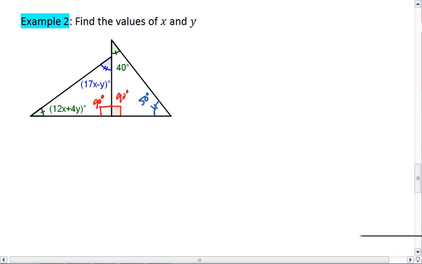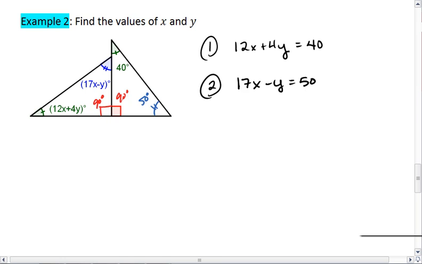So now that I've marked everything I can with the pictures, I need to start coming up with some equations. And since I have both values x and y, I must have two equations. For two variables, you need two equations. My first equation will be setting the green angles equal to each other, since I know that they're congruent. So I get 12x plus 4y equals 40. My second equation will be setting the blue angles equal to each other. I get 17x minus y equals 50.